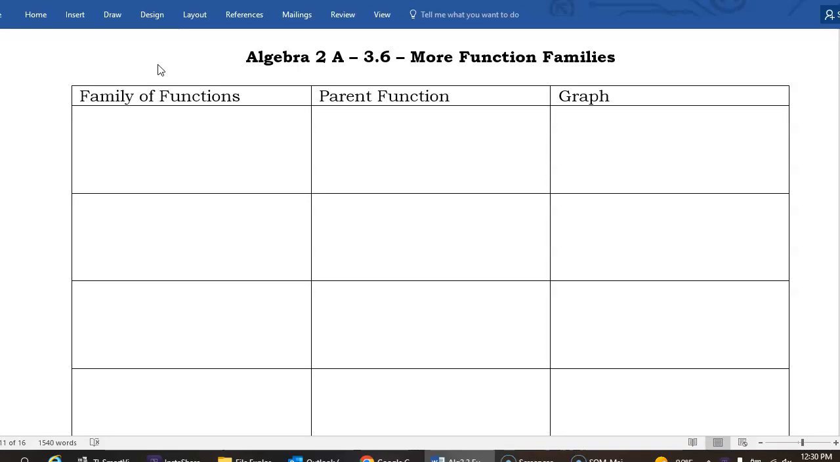The first one I'm going to talk about is the cube function. The parent function of the cube function looks like y equals x to the power of 3. So it's very similar to the square function, right? The quadratic, the power function.